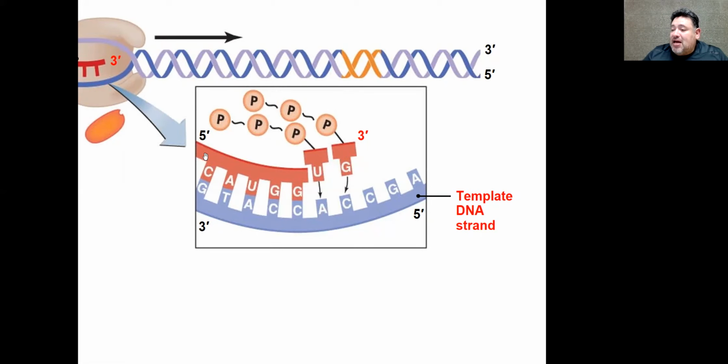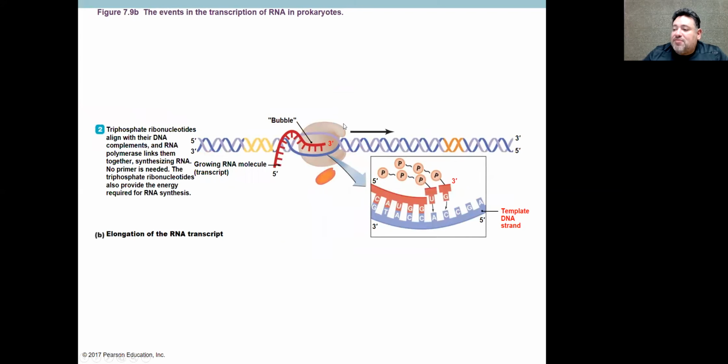So the messenger RNA is being synthesized complementary to the DNA template strand. That makes sense, right? And this work is being energized by the triphosphates of the nucleic acid and is being carried out by this beautiful protein called RNA polymerase. So this event where additional nucleotides are being added to the nascent messenger RNA strand is called elongation.